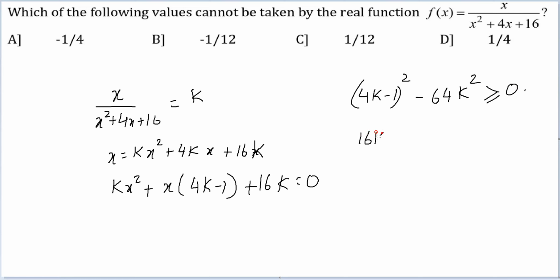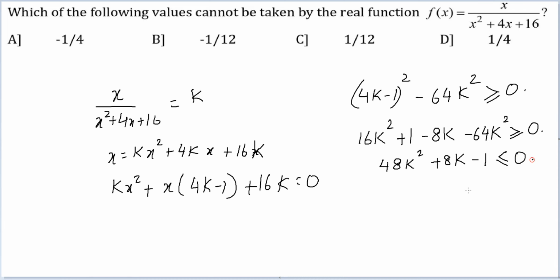So I get 16k square plus 1 minus 8k minus 64k square has to be greater than or equal to 0, or I get how much? 48k square plus 8k minus 1 is less than or equal to 0. Okay, so now k, you can break it up as 48k square plus 12k minus 4k minus 1 less than or equal to 0.